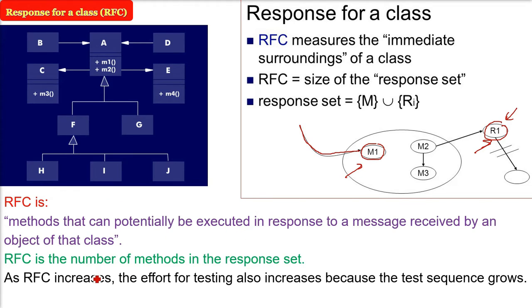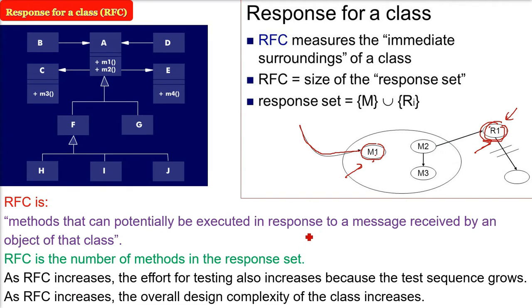As this RFC increases, the effort of testing will also increase because the test sequence will grow, since some input is coming here and others are getting invoked or called. So as the RFC increases, the overall design complexity of the class is also bound to increase, like R1, R4, R3 will also get invoked.